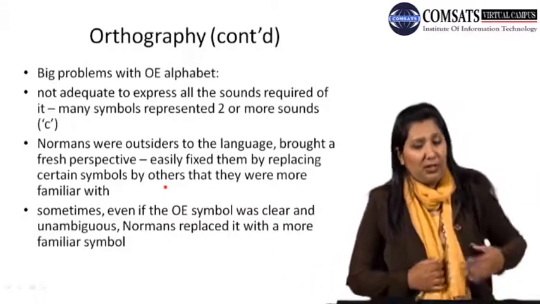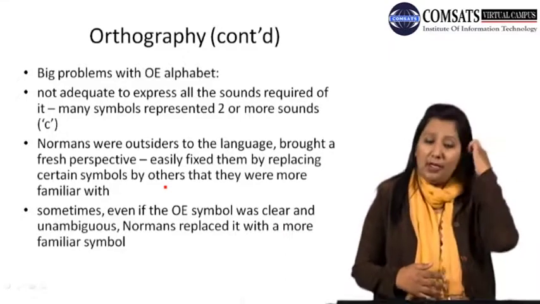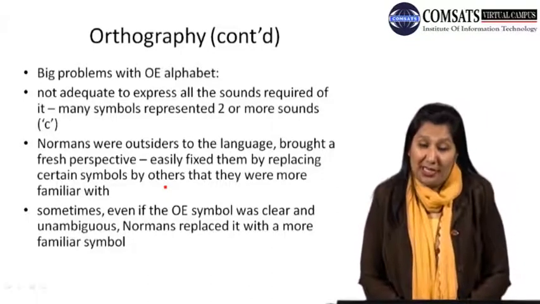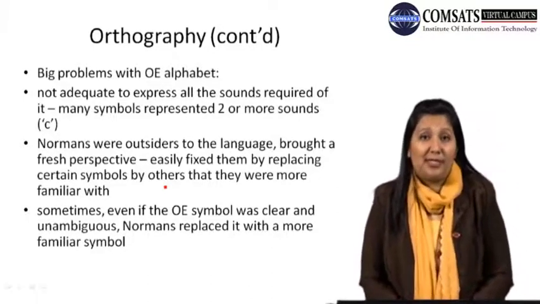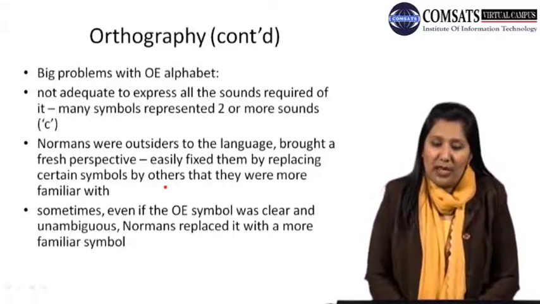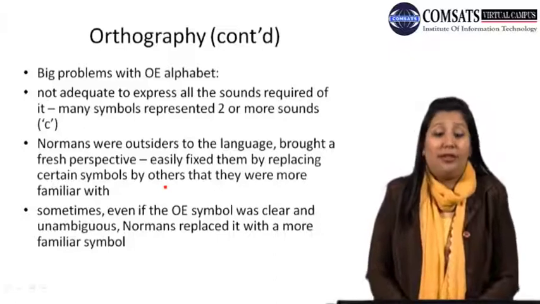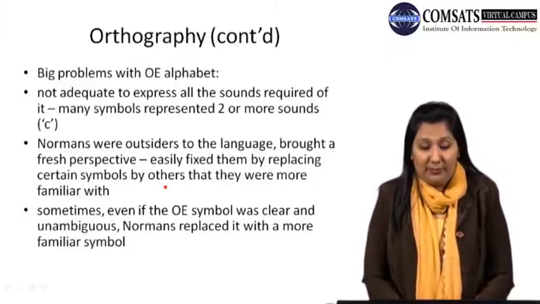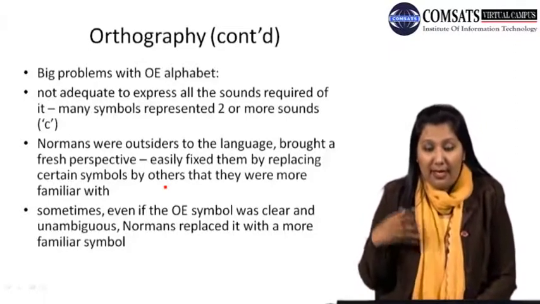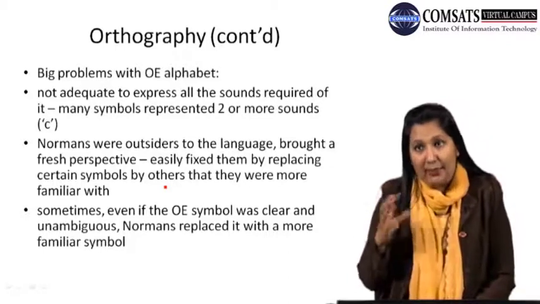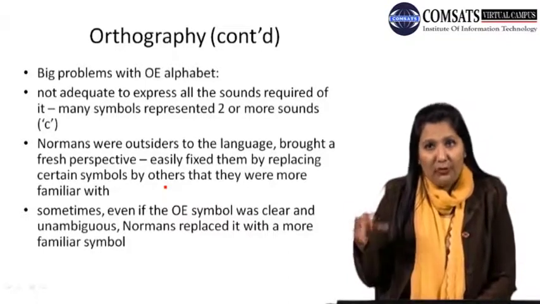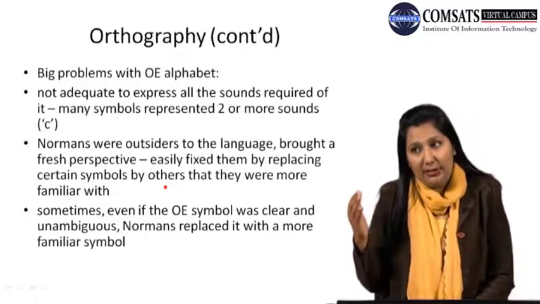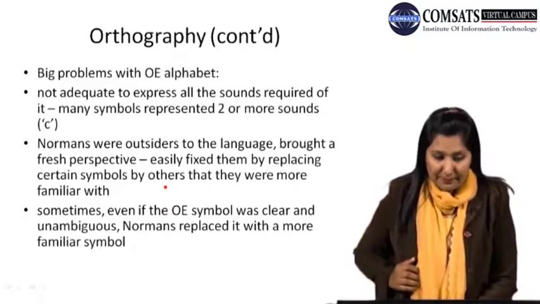There were many problems with the Old English writing system, and it was not adequate to express all the sounds required of it. Many symbols represented two or more sounds. In Old English, for example, c was presented as s and k. The Normans were outsiders to the language and brought a fresh perspective. They easily fixed these problems by replacing certain symbols with others that they were more familiar with. They replaced many of the symbols of the language with symbols they were already familiar with, rather than the unfamiliar signs.